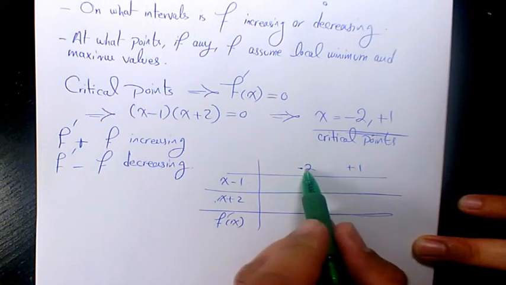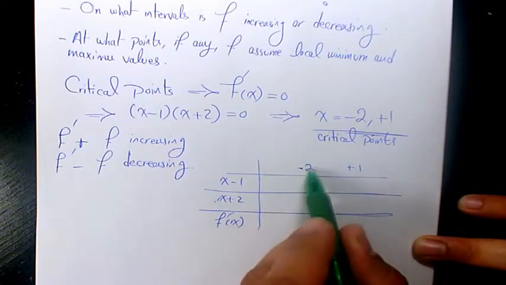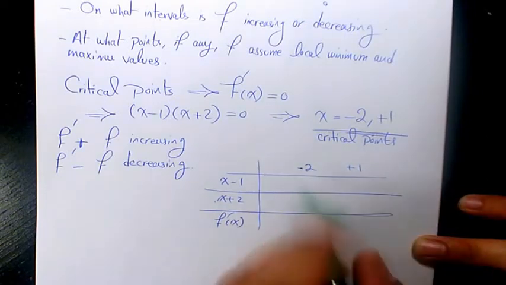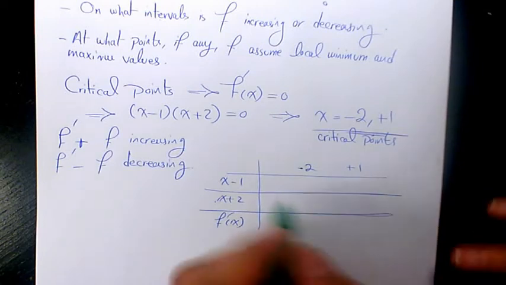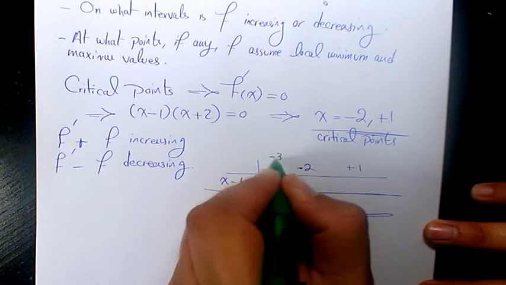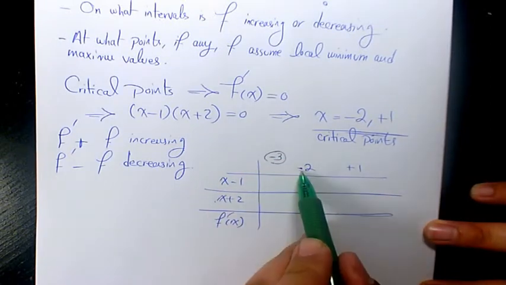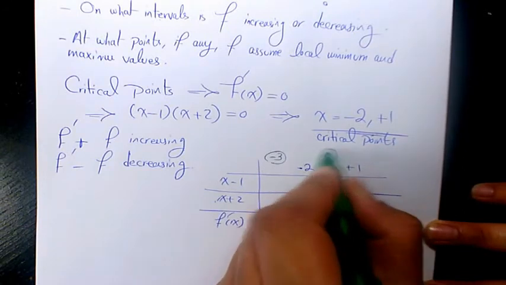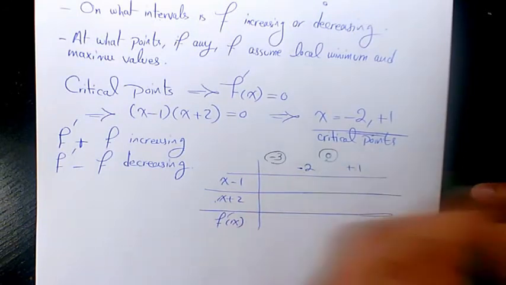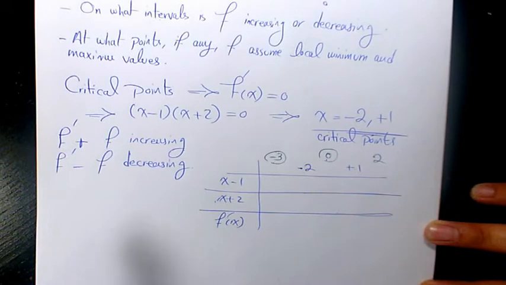Now these two numbers divide the whole range into three parts. For each region, I'm going to assume a number for simplicity. So we have negative 3 in here for all the numbers less than negative 2. From negative 2 to positive 1, I'm going to choose 0. From 1 all the way to positive infinity, let's say 2.